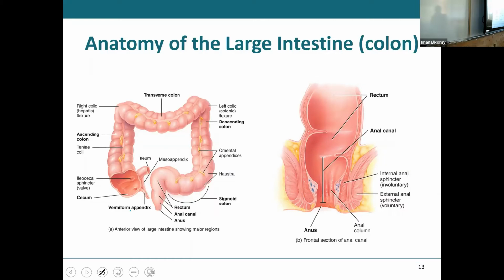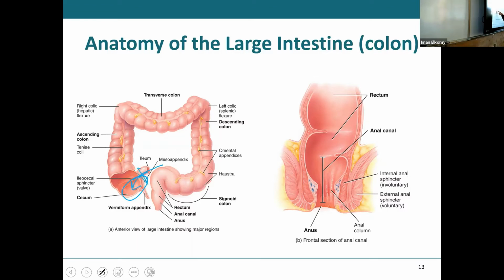Okay, so obviously the small intestine had the big job, right? What does the large intestine do? Well, there's not that much of the large intestine, first of all. It does begin right here with the cecum. That's the first part. Remember, the ileum was the last part of your small intestine. The ileum dumps into the cecum.